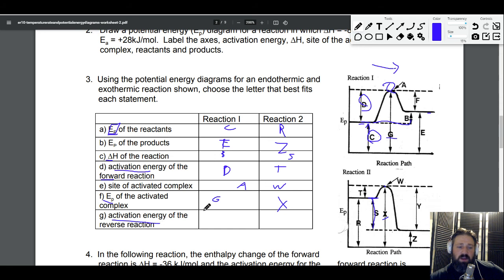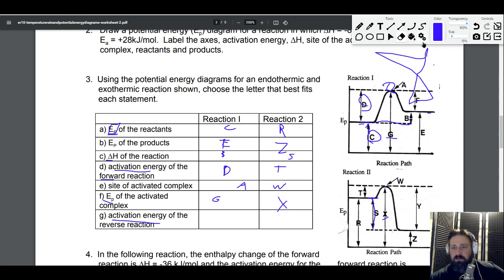The activation energy of the reverse reaction. So in this case, we're moving the opposite direction. So we're moving this way. So we start here and then move up to here. F, Y.